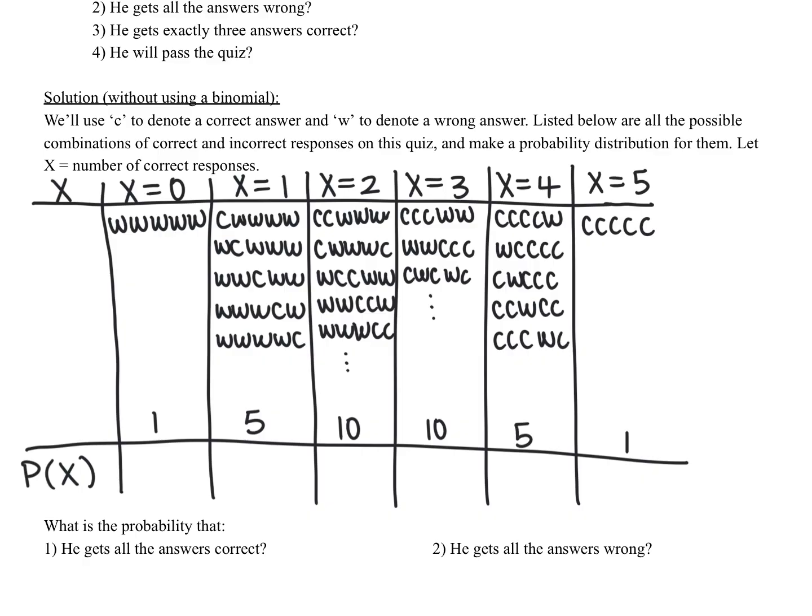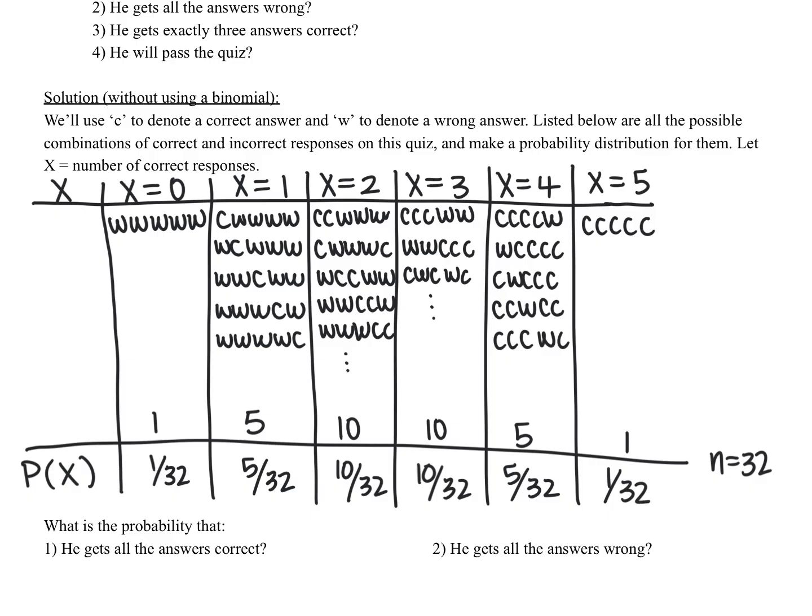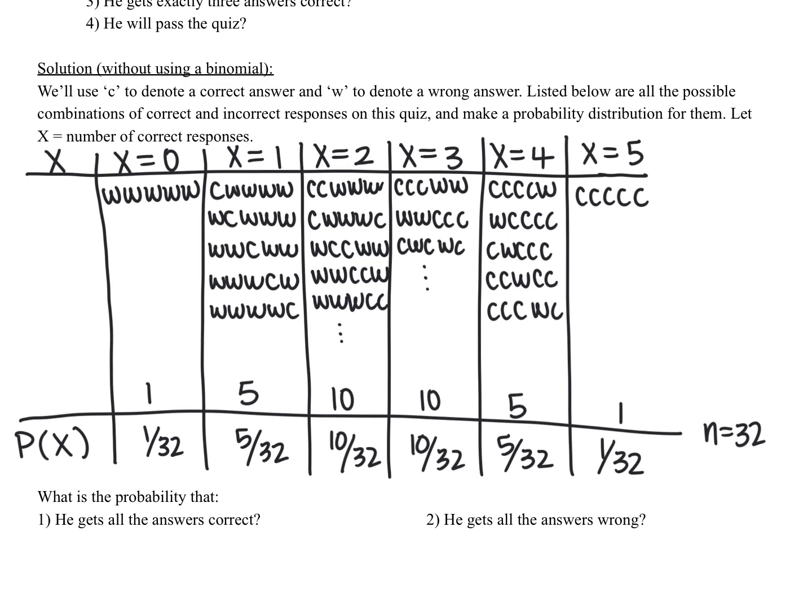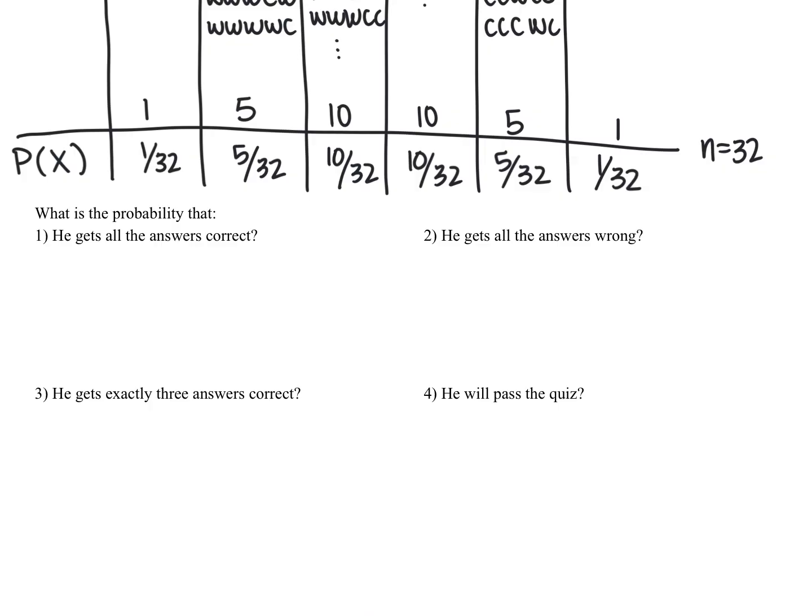So if we now think probability, I need to figure out how many total outcomes there are. And there are 32 total outcomes. So if you do 1 plus 5 plus 10 plus 10 plus 5 plus 1, that gives you 32. So the probability is 1 out of 32, 5 out of 32, 10 out of 32, 10 out of 32, 5 out of 32, and 1 out of 32. Now that I have created basically a probability distribution, I can now answer the question.